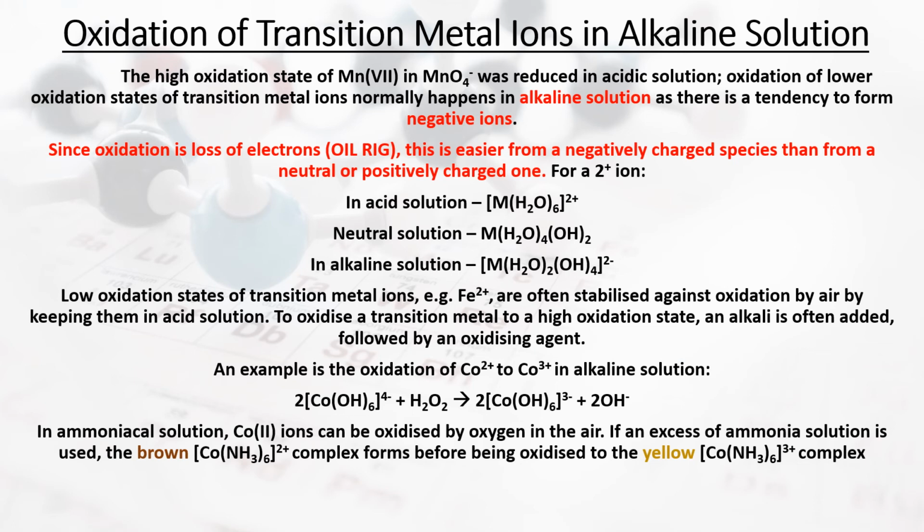Now, if we're in an ammonia solution, these cobalt 2+ ions can actually be oxidised by oxygen in the air. If we use an excess of ammonia solution, then we have a ligand substitution reaction taking place, producing our cobalt hexaammine complex, Co(NH3)6 2+. These are brown. These hexaammine complexes can be oxidised by the oxygen in air. They're not protected by being in an alkaline environment, and so they can be oxidised by air up to the cobalt 3+ ion. So we now have our Co(NH3)6 3+ ion, and this is a yellow colour.